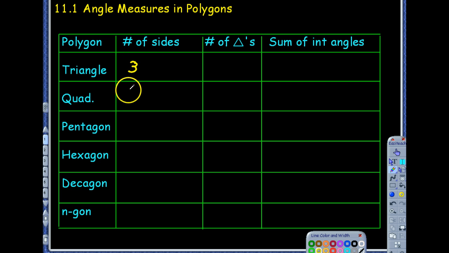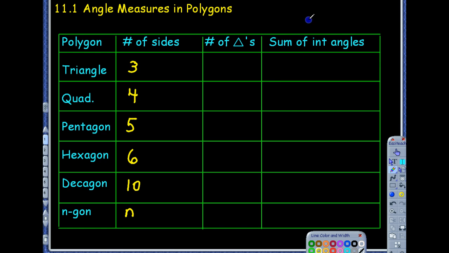And a quadrilateral? 4 sides. Pentagon? 5 sides. Hexagon? 6 sides. And decagon? 10 sides. Now, what about an n-gon? An n-gon was a way that we said for a random number of sides that's not something that we have a specific name for. So we'd say there's just n sides. N amount of sides. So if I said a 17-gon, it'd be 17 sides.